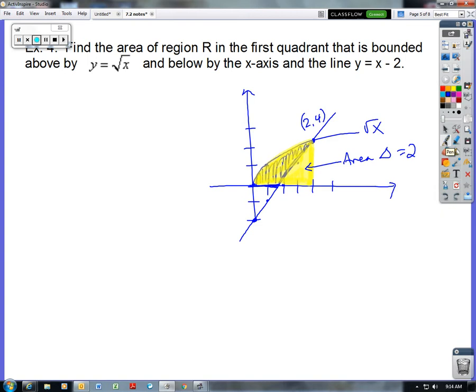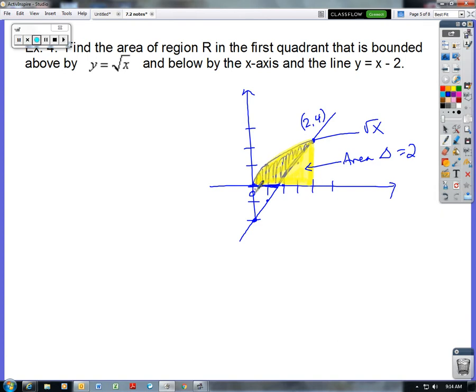I'm just going to show the setups. The other setup is you could have done the integral from 0 to 4, actually you have to break it into 2.